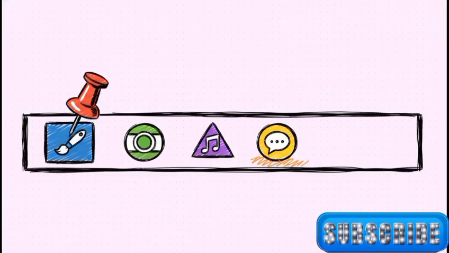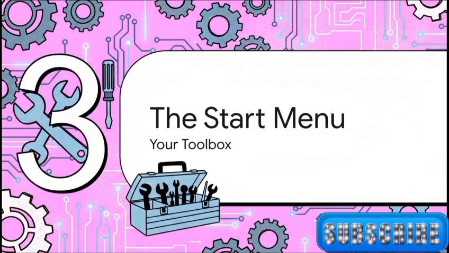Now, this is a really important distinction. A pinned app is like a favorite tool you've decided to keep on your dashboard permanently, whether you're using it or not. An open app, on the other hand, is a tool you are actively using right now. Your computer will usually give you a little visual hint, like a line underneath it or a glow, to show you that it's running.